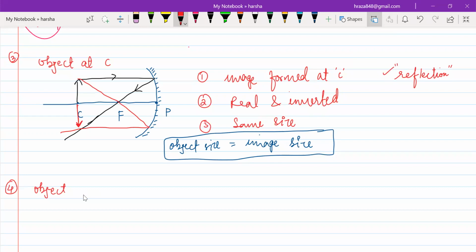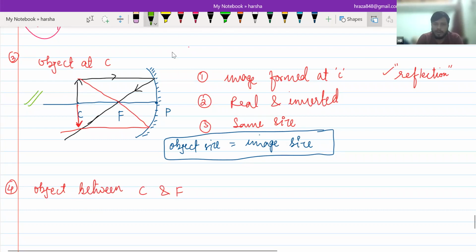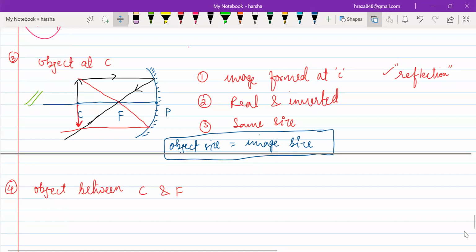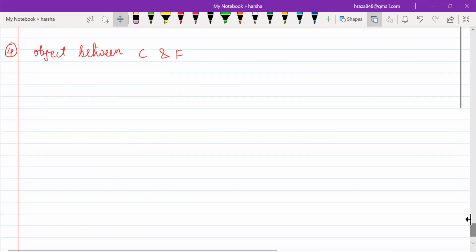Okay. So the fourth case comes: object between C and F. That means between the center of curvature and focus. Are you done with this one, everyone? Yes, Hamna? Yes. And Abdullah? Yes. Hamna, are you done? Yes, sir. Okay. Now see, object between C and F.